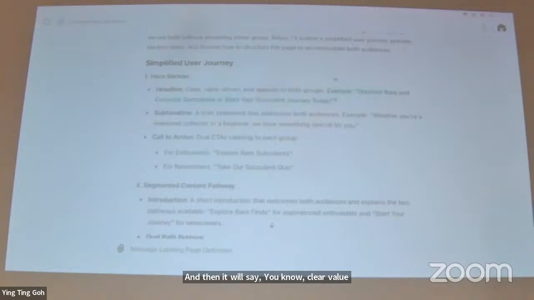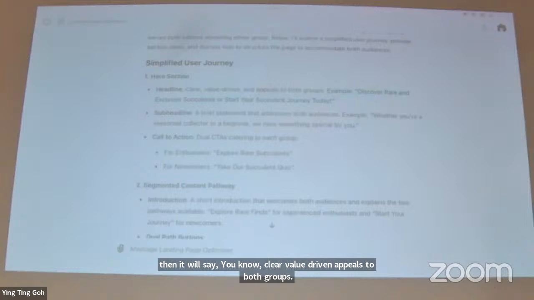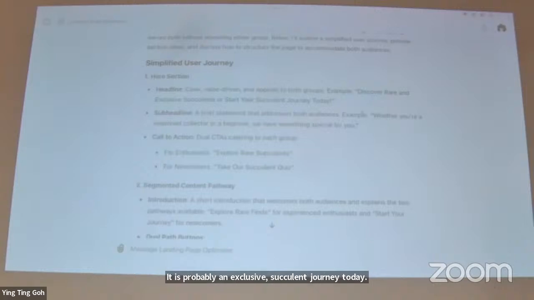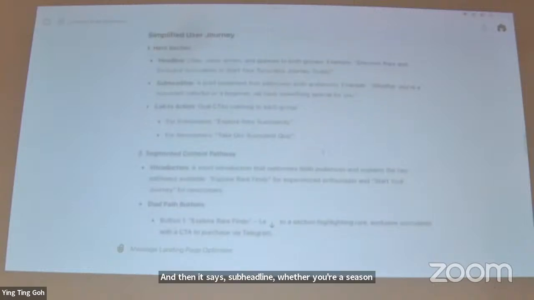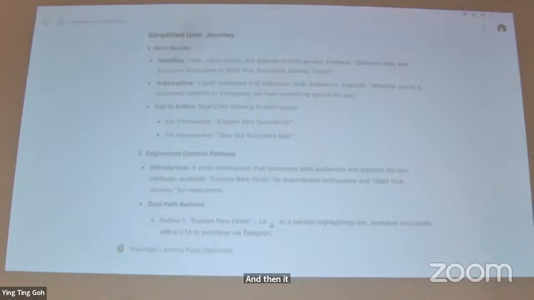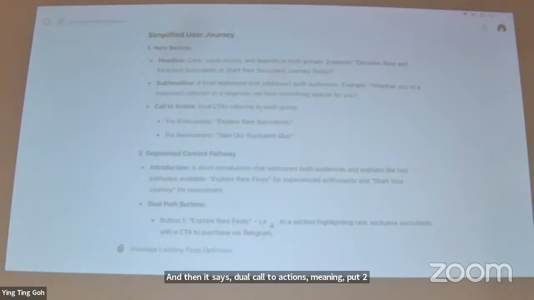Example, discover rare and exclusive succulents or start your succulent journey today. And then it says sub-headline, whether you're a seasoned collector or a beginner, we have something special for you. And then it says dual call to actions, meaning it's saying put 2 buttons there. So each person, depending on which category they belong to, will immediately be taken to that section. I feel like that idea is really good.